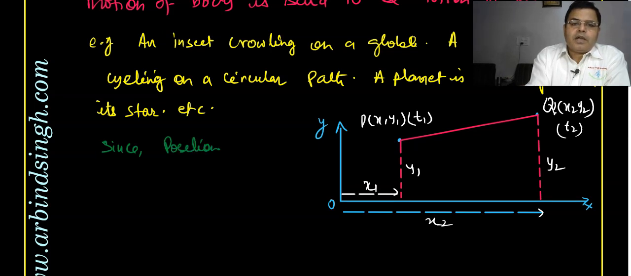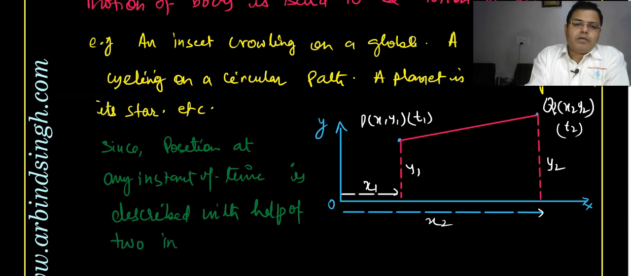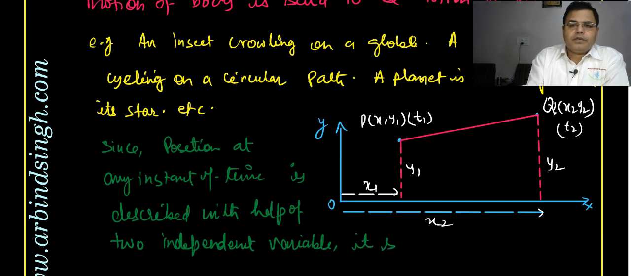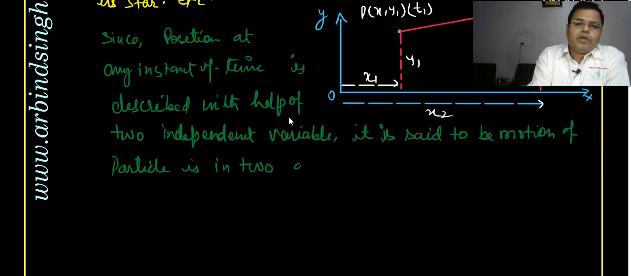Since the position at any instant of time is described with the help of two independent variables, the motion of the particle is said to be in two dimensions.